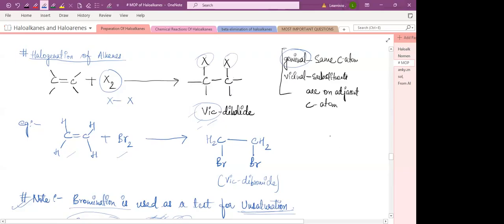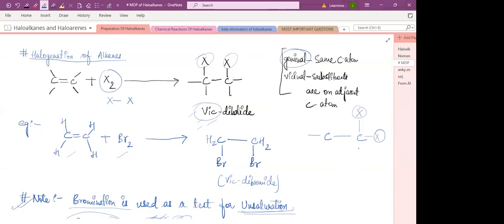But in the geminal dihalide, for example, the same halogen group is there, right? So when it is a geminal compound, the halogen groups will attach to the same carbon atom, right? So it is known as geminal dihalide. Both the halide groups are attached to the same carbon atom. That's why it is known as geminal dihalide.